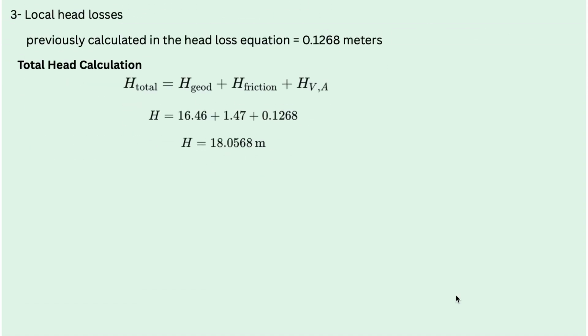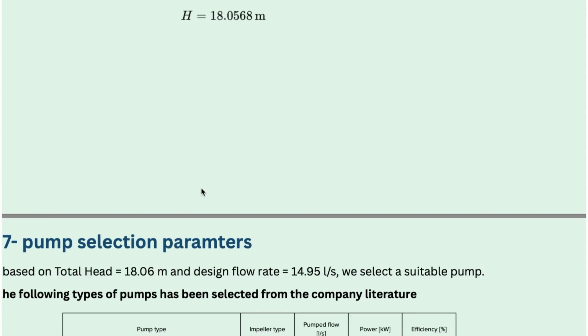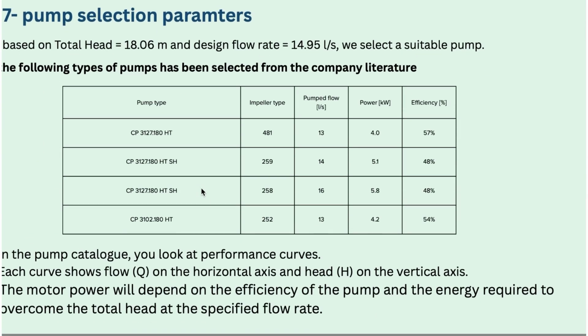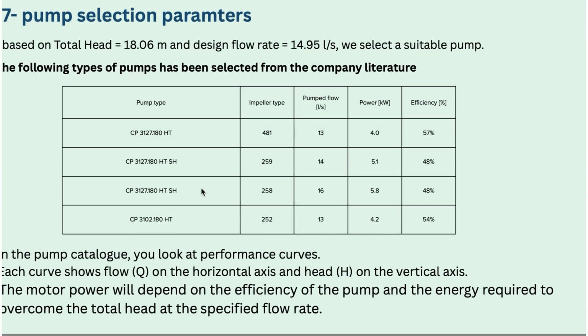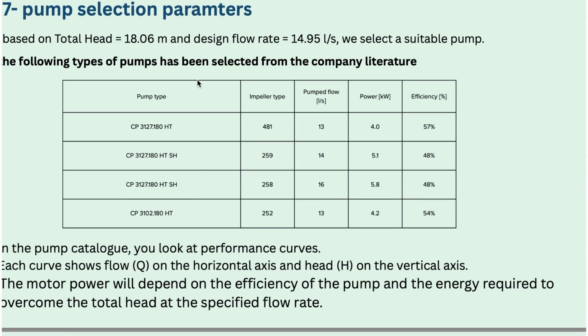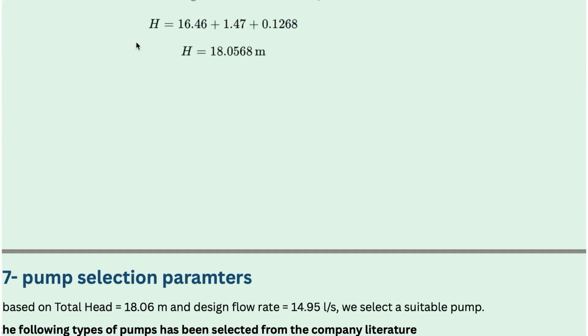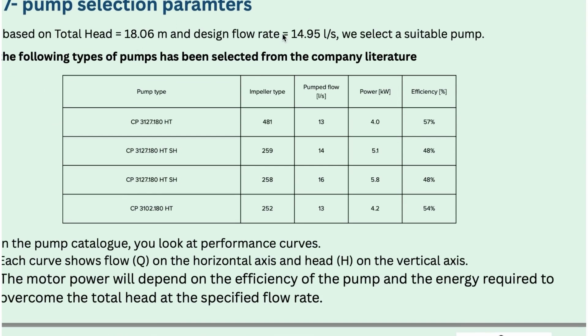Now you take the local head loss previously calculated, which is 0.1268 meters. So this is the total head calculation. You sum up all of the values to get 18.0568. Then you calculate the pump selection parameters. Based on the total head, you have the 18.06, which is the overall value, and the design flow rate 14.95. We select a suitable pump from here.